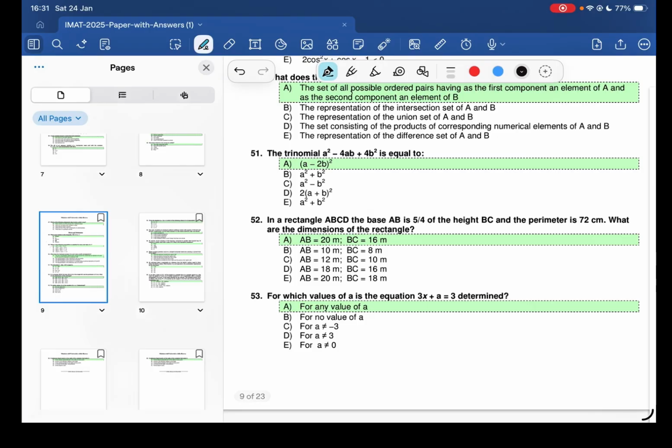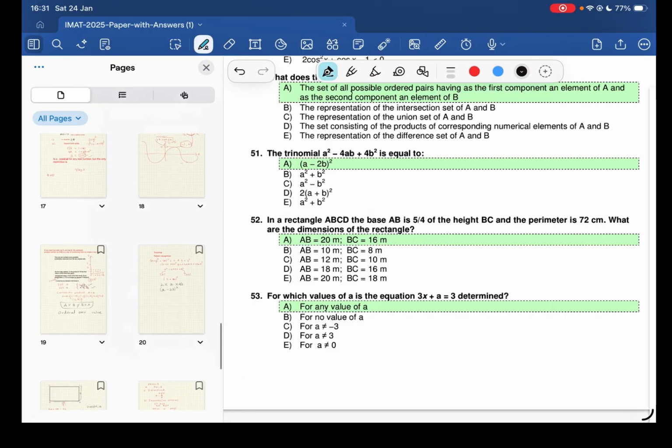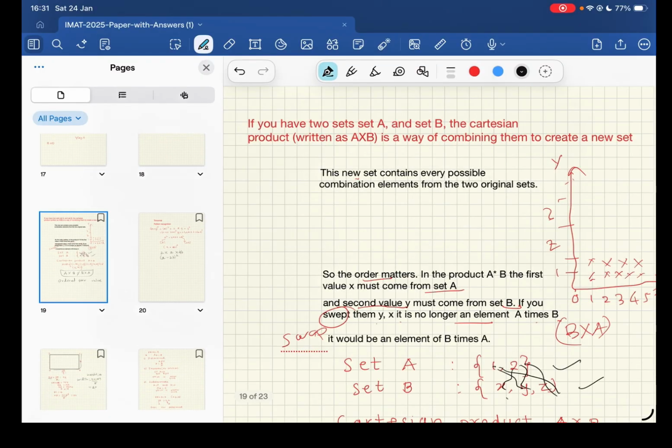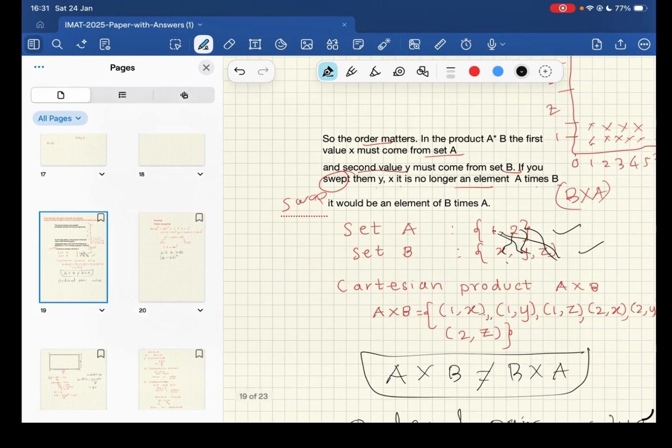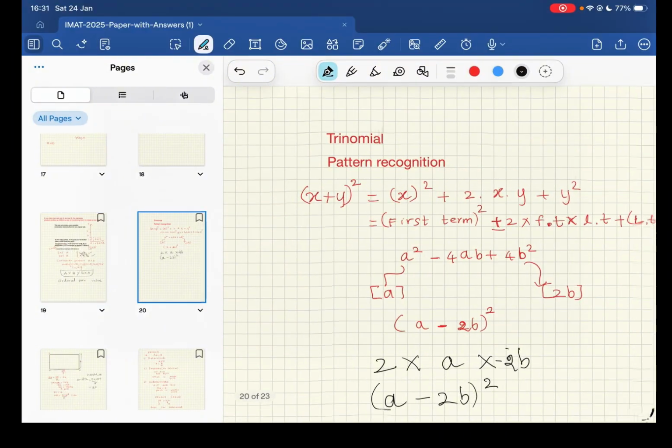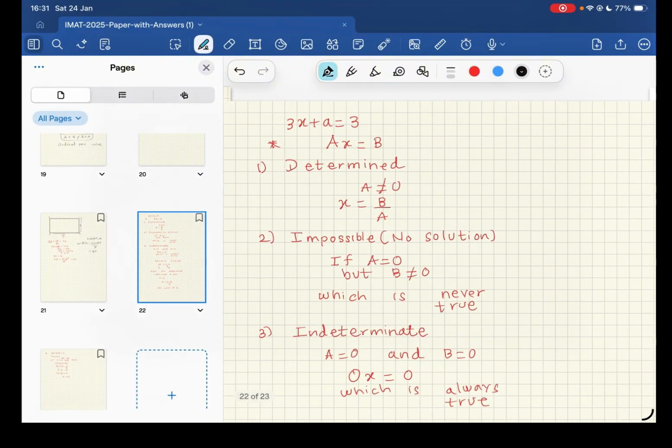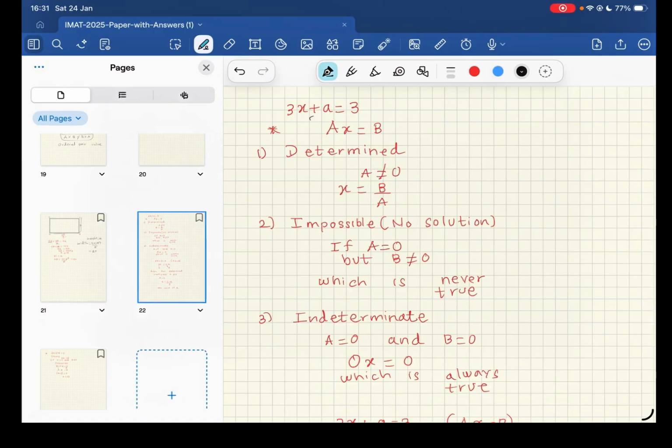To solve this, you need to understand the fundamental classification of linear equations, even though you might have approached this question in a different way. Let me explain it in a different way. Here you have to solve 3x plus A equals 3. From a theoretical perspective, any linear equation can be written in the form of AX = B. A is the coefficient of x and B is a constant.